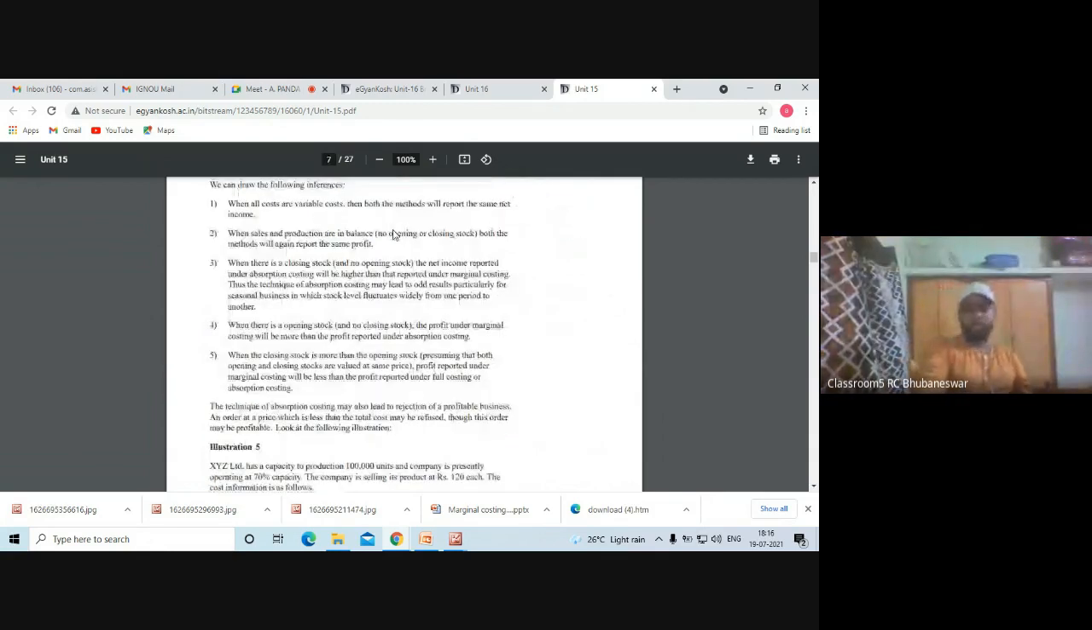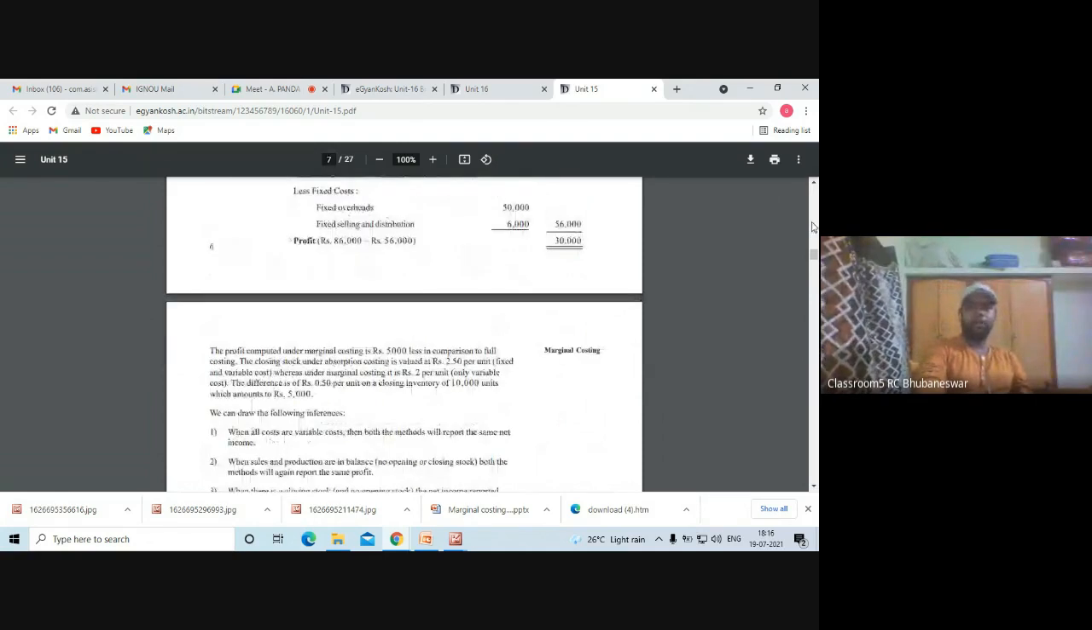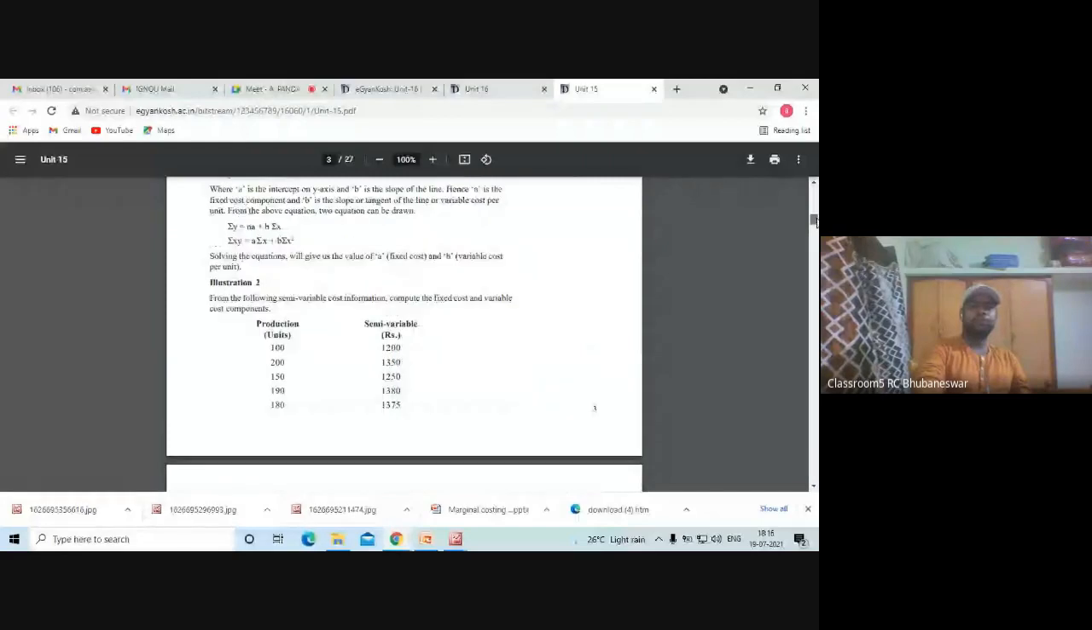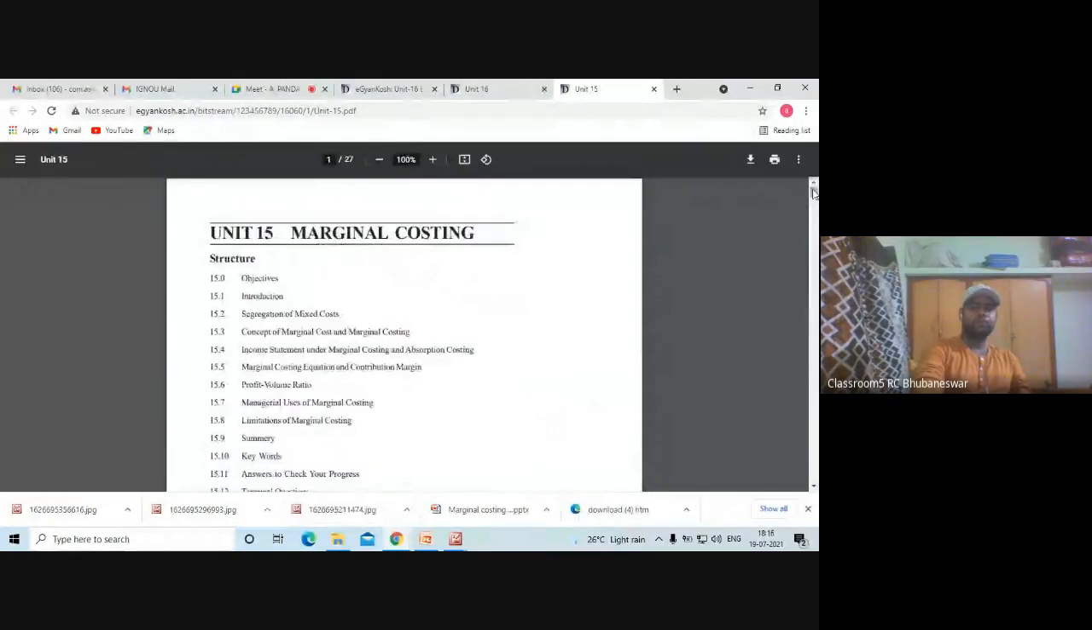Okay, next, which one is relevant and important? I'm showing you that one. Okay, PV ratio, we had already read that one. Managerial uses of marginal costing, limitations of marginal costing. Some of the limitations I am going to tell you. So this marginal costing equation and contribution margin, we had already read that one. Another one, you can write it down: angle of incidence and margin of safety. These are the most important ones here.